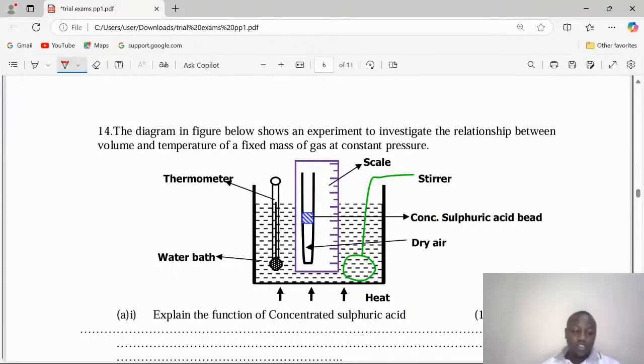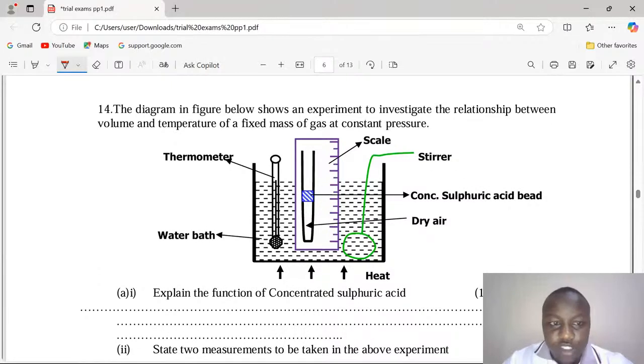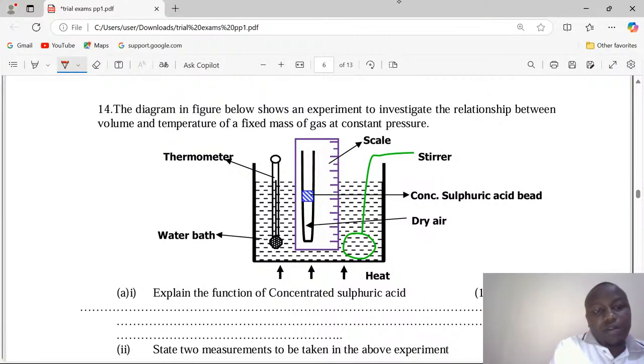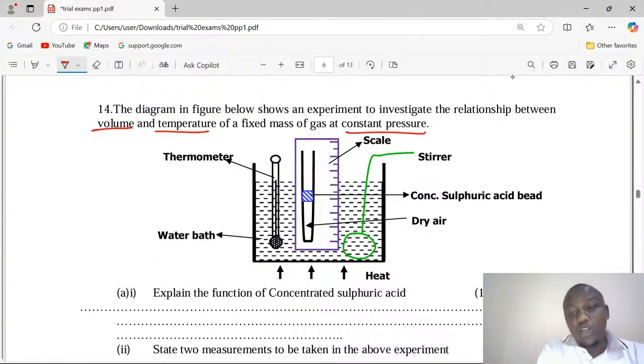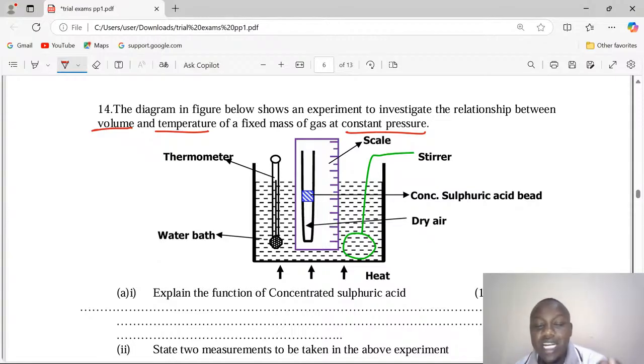Number 14, this is on gas laws. The diagram in the figure below shows an experiment to investigate the relationship between volume and temperature of a fixed mass of a gas at constant pressure. Already, this information can lead you to the gas law being investigated. And that will simply be Charles.